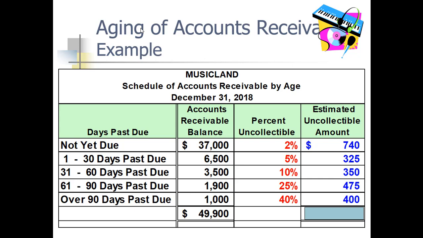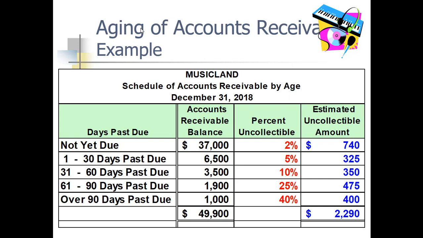All right, so I multiply each accounts receivable by its percentage of uncollectability. Then I just want to total them up. So add these all together: 740, 325, 350, 475, and 400. That gives me 2,290 as my total desired balance of that allowance for bad debts. So this 2,290 is the total amount that I'm showing as uncollectible, or the total balance that I need in allowance for bad debts.